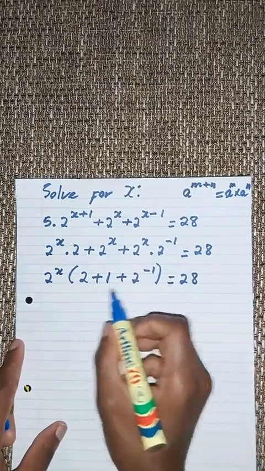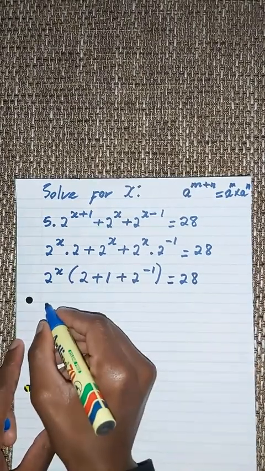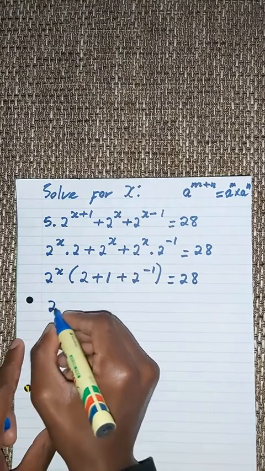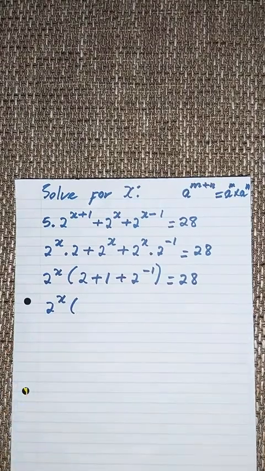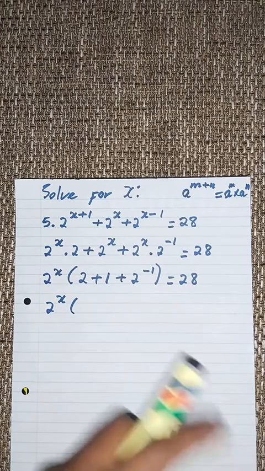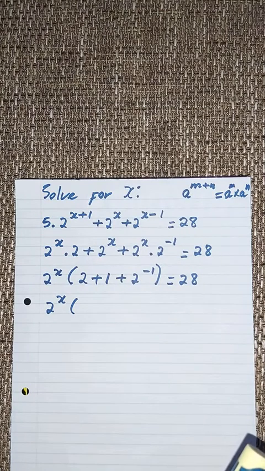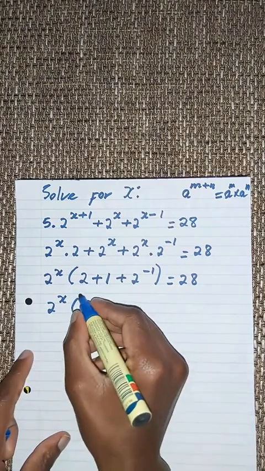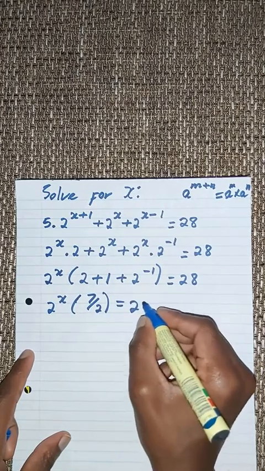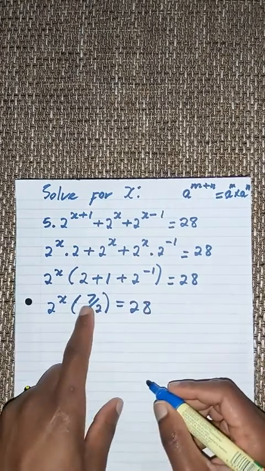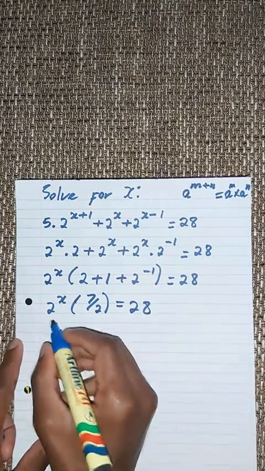Right? Now, this bracket should give me one number. So I will have 2 to the power of x times, when I punch on the calculator, let me just quickly punch on the calculator, 2 plus 1 plus 1 over 2. This 2 to the power of negative 1 is the same as 1 over 2. I get 7 over 2. 7 over 2 is equal to 28. I'm going to divide by this 7 over 2 on both sides of my equation.